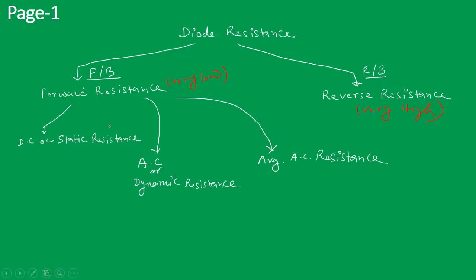Now, for the forward resistance, we have static resistance or DC resistance, dynamic resistance or AC resistance, and an extension of this dynamic resistance is average AC resistance. Now let us have a look elaborately.